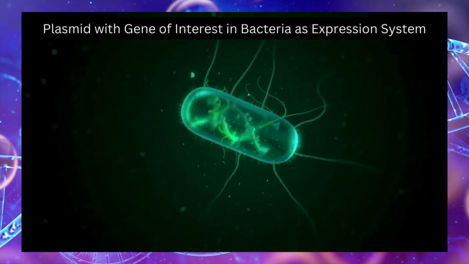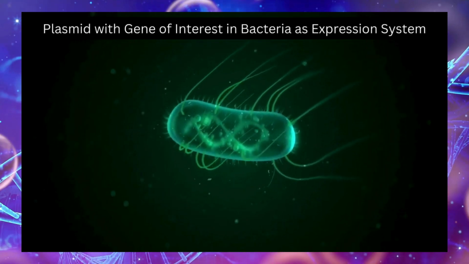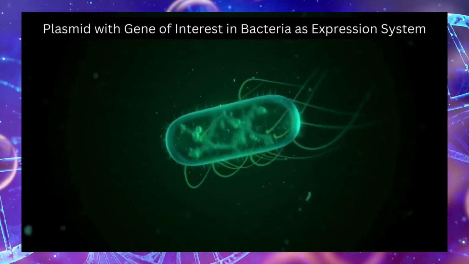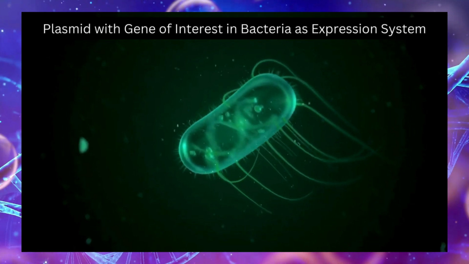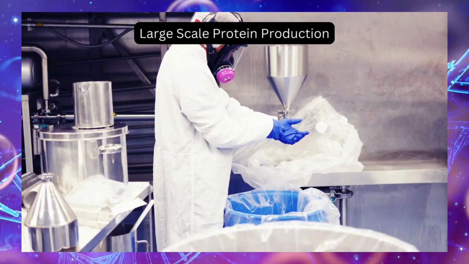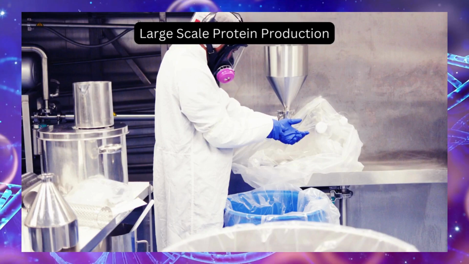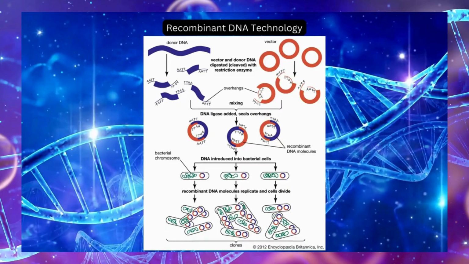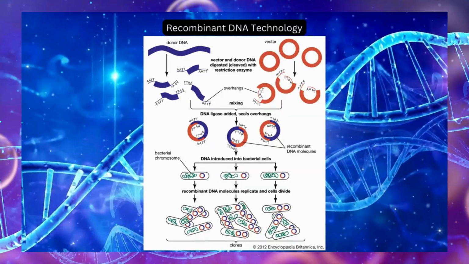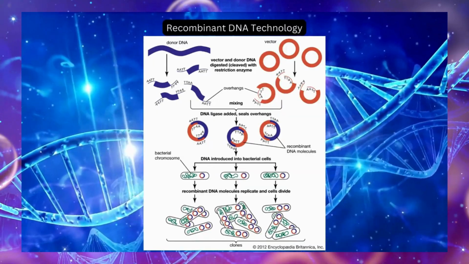The vector containing the gene of interest is introduced into an expression system, such as bacteria, animals, or plant cells. Inside the system, the gene replicates or produces a specific product like a protein. This method results in the production of recombinant DNA, leading to the creation of specific products like proteins or enzymes.